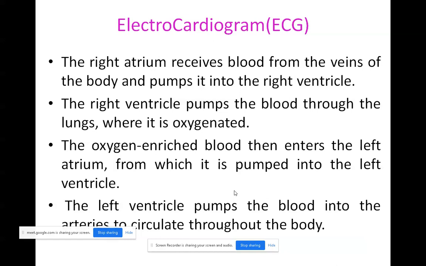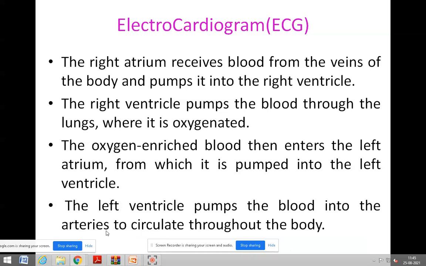Then see the same thing given here, in points. The right atrium receives blood from the veins of the body and pumps it into the right ventricle. The right ventricle pumps the blood through the lungs where it is oxygenated. The oxygen enriched blood, that is pure blood, enters the left atrium, from which it is pumped into the left ventricle. The left ventricle pumps the blood into the arteries to circulate throughout the body. On seeing the picture, you can explain. You don't need to memorize all these points.